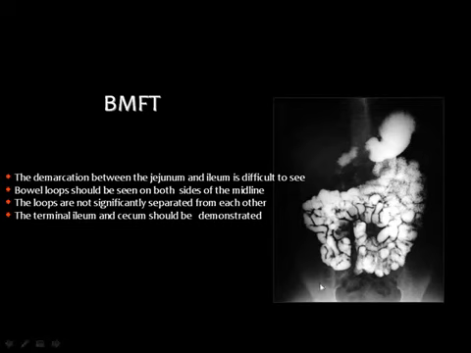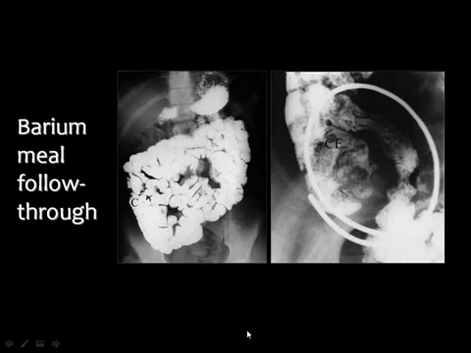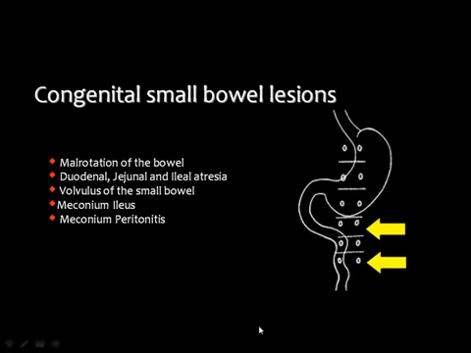Then we came to the barium meal follow through, and by this we examined the small bowel. We give the patient barium fluid, and we follow the passage of barium through the intestinal loops until we reach the ileocecal region. And this is the normal appearance of the intestine, and this is the normal appearance of the terminal ileum as well as the cecum, which is important in this particular examination.